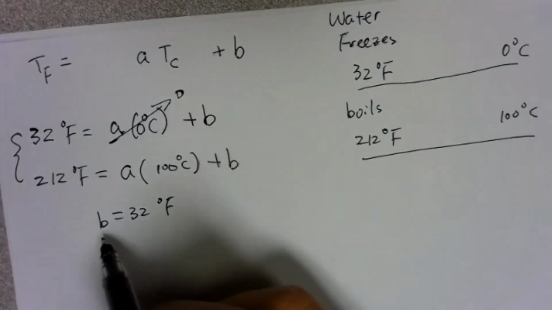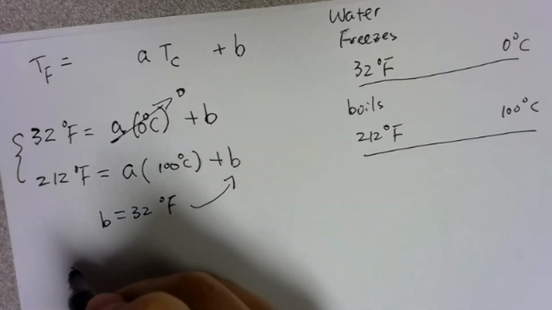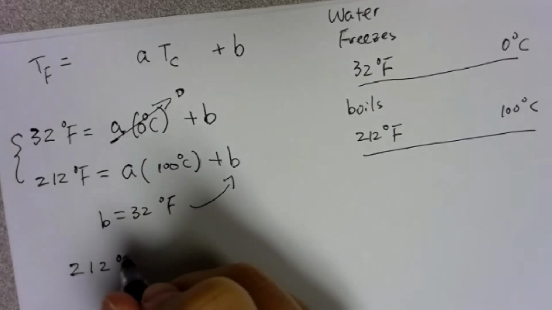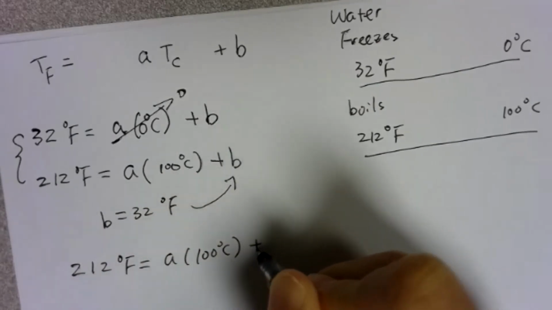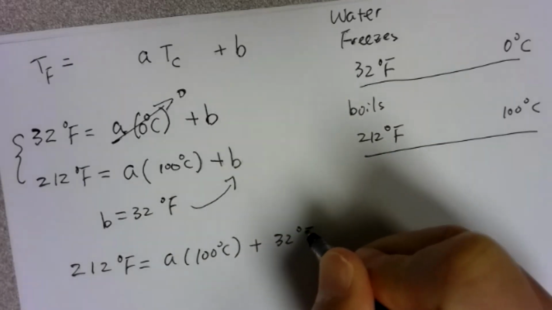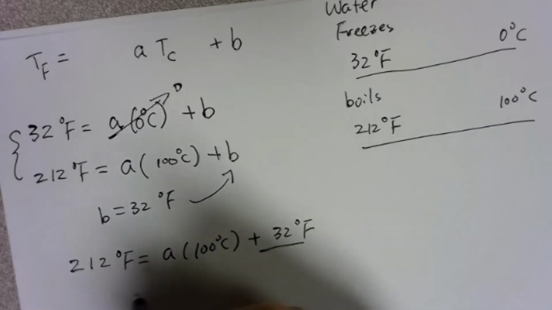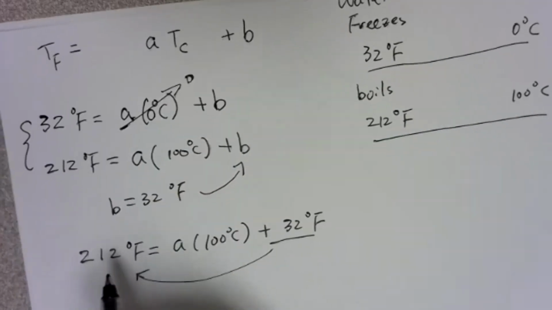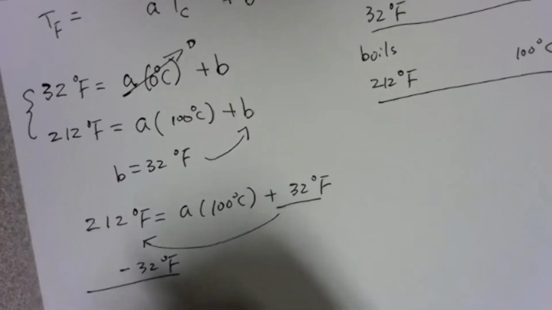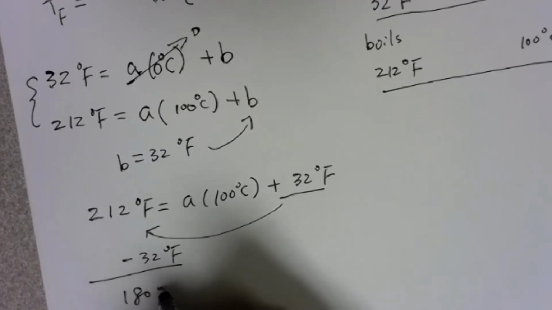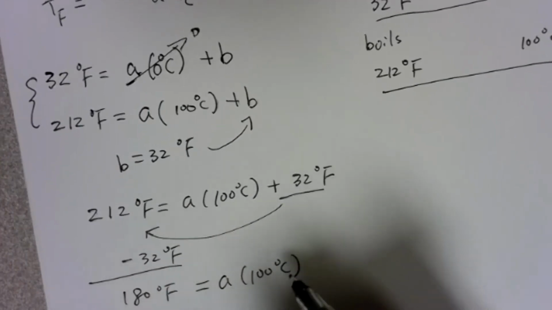All right, now once we have that B, you take it to the second equation, right? So then you say, all right, 212 Fahrenheit is equal to A times 100 degrees Celsius plus B, which is 32 degrees Fahrenheit, right? So now move this guy to the other side of the equation. That means you do 212 minus 32 degrees Fahrenheit. That will give you actually 180 degrees Fahrenheit equals A times 100 degrees Celsius.